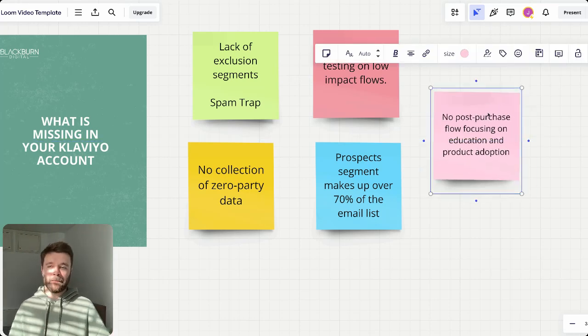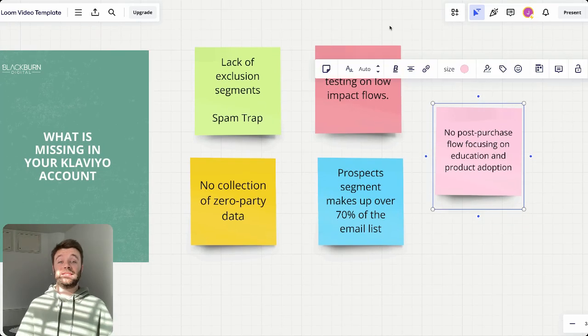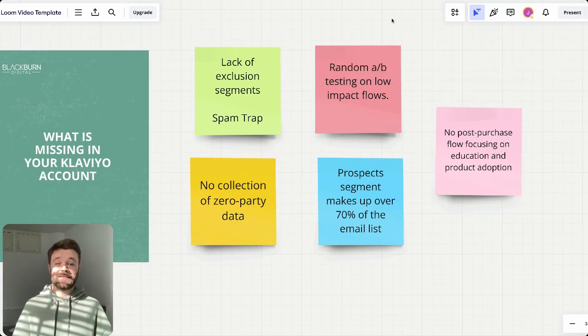So these are 5 areas that potentially are missing in your Klaviyo account. And let me know in the comments if you think I've missed any out.